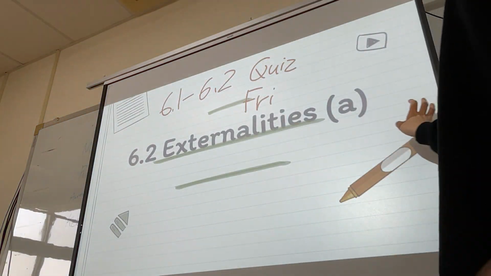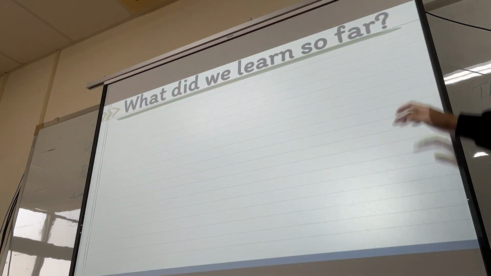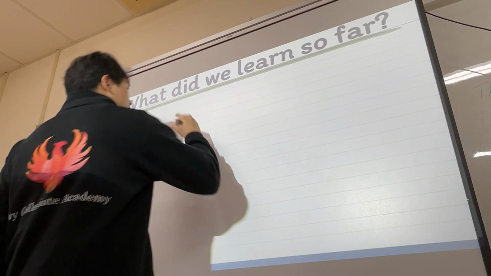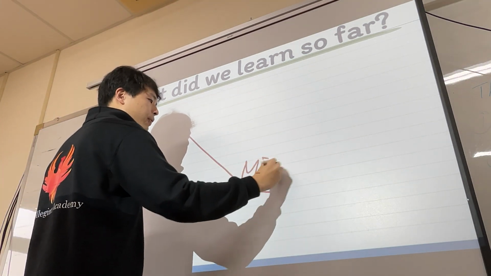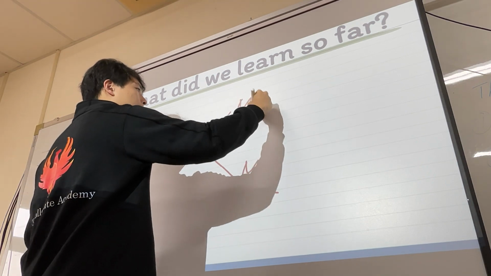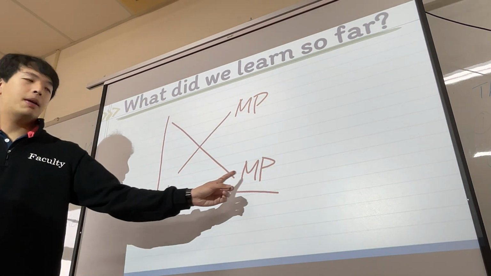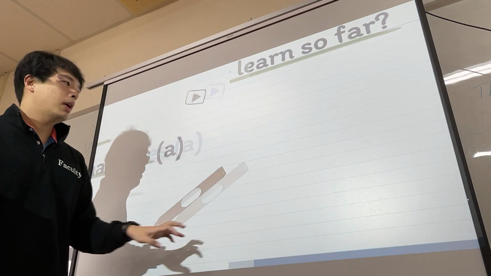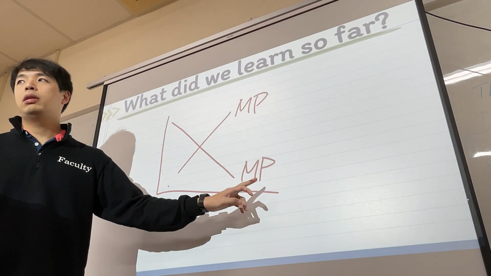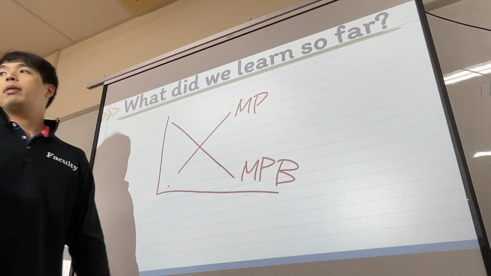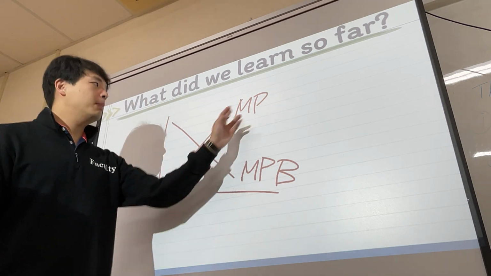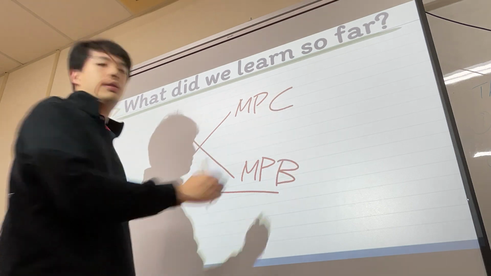This is point one, point two, externality part A. All right, so what do we learn so far? Let me review. We have marginal private benefit, and then marginal private cost. That's right.